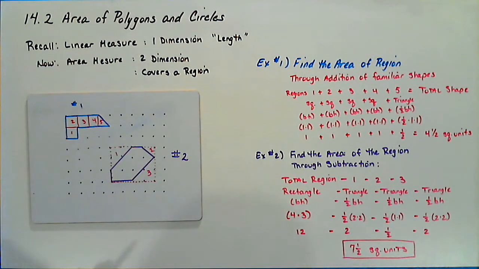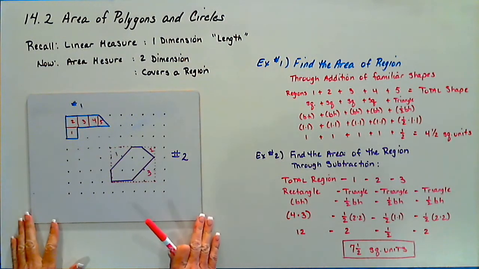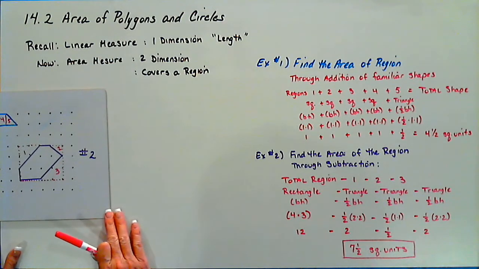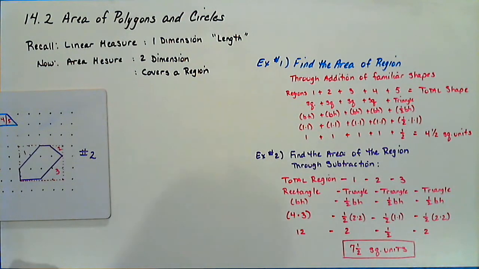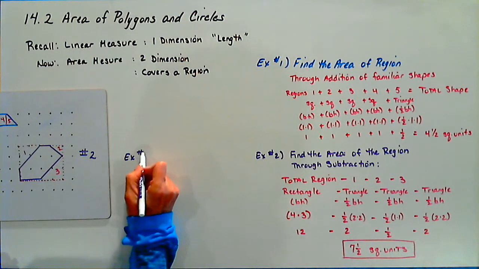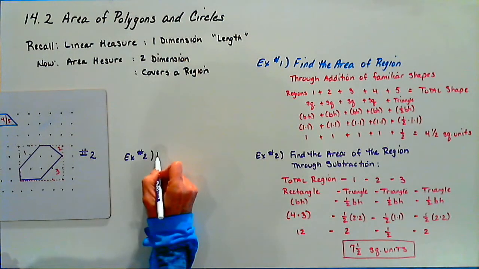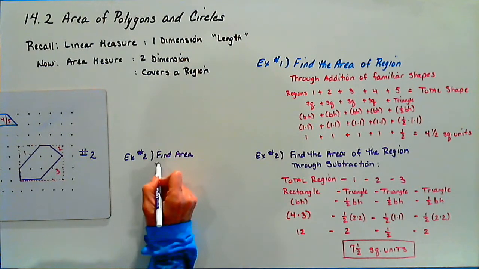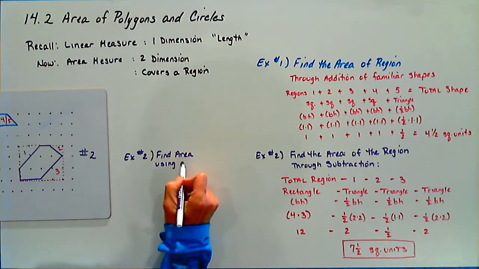Okay. Now, just out of curiosity, I might back that up and see if that's what I would get if I had done the addition method. So if I slide this over and use the addition method for number 2, I'm just curious if anybody already did that. Find area using addition.